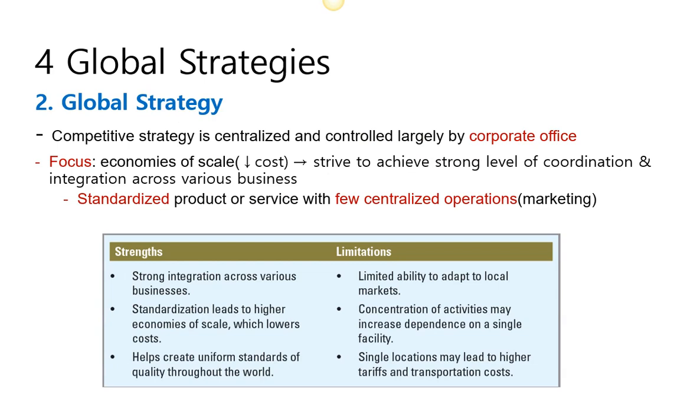So what is global strategy? When your decision making is very centralized. Your strategy is controlled by the corporate office, the main office. Focus is more on economies of scale, on lowering the cost. They strive to achieve a very strong level of coordination and integration across different countries and different businesses. So they use a standardized product or service with few decentralized decisions.